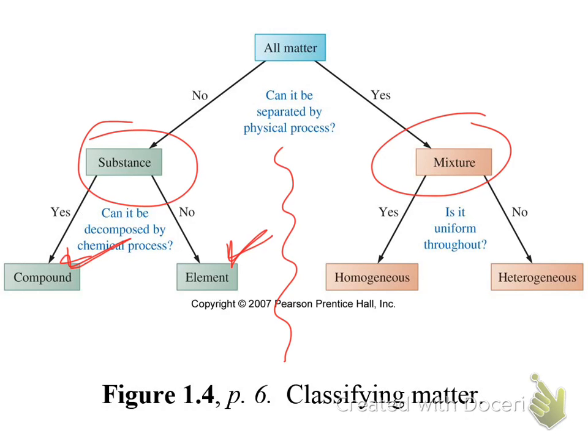If it's a mixture, there are two options. It can be homogeneous, meaning it's the same throughout, and heterogeneous, meaning it's chunky. I mean, it's not the same throughout. Boy, I cannot spell, but you get the idea.